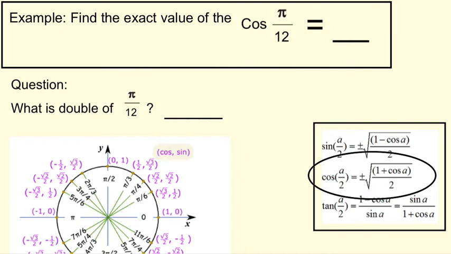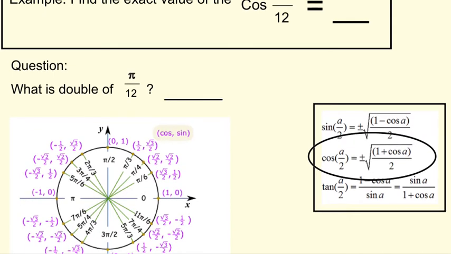All right, let's do a second example now, but now we're changing it to radian measure. We want to find the cosine of pi over 12. If I graph pi over 12, it is halfway to pi over 6. So here's my angle, theta, pi over 12. We ask ourselves the same question: what is the double of pi over 12? If you double it, you get pi over 6.